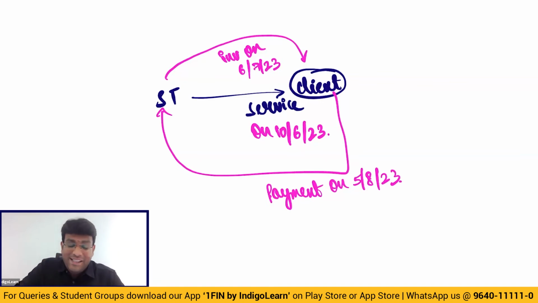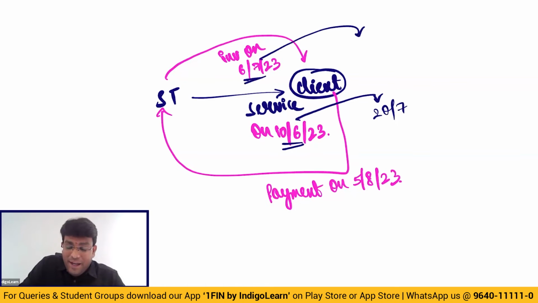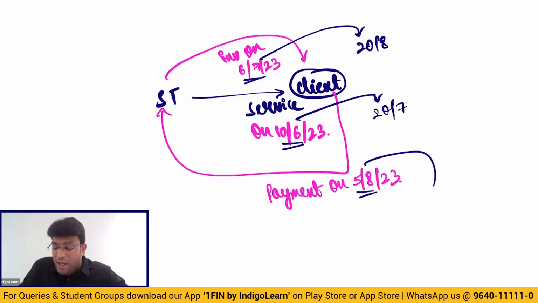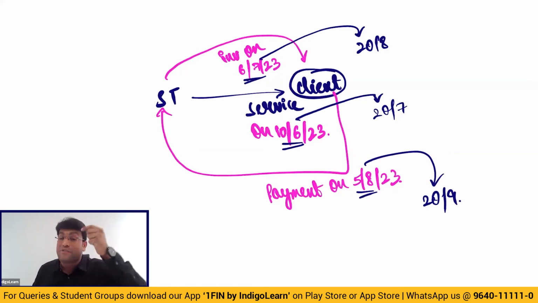Now, tell me, guys, if I consider this date, the answer will become 20th July. If I consider this date, it will become 20th August. If I consider this date, it will become 20th September. Now, the question is all about which date is required to be considered. That date is nothing but what is given by time of supply.